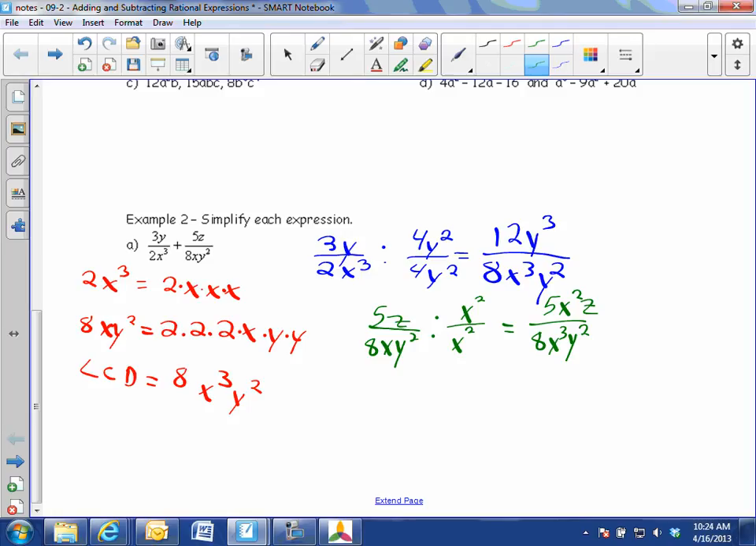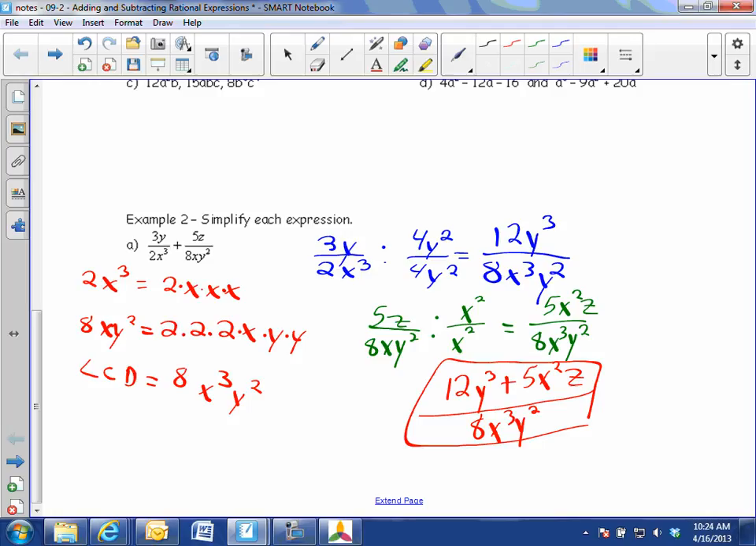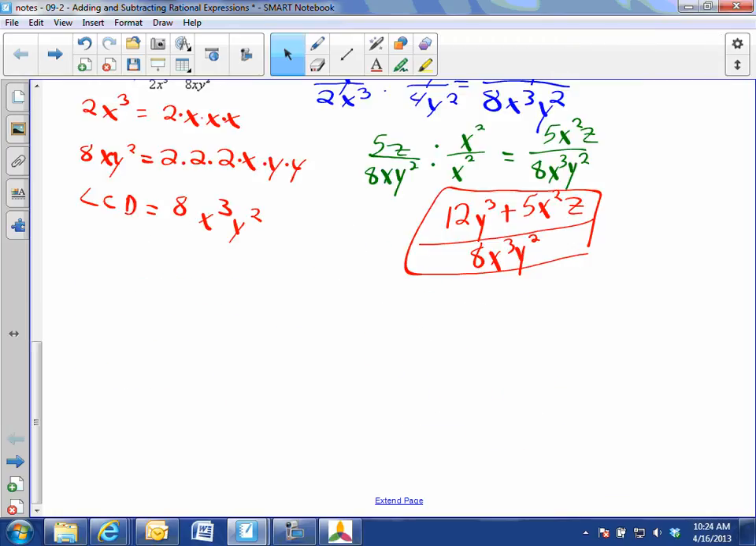Okay, so our denominators are the same. They're both 8x to the third y squared. So all we can do is add the tops, the numerators. They're not like terms, so we can't put them together. So we'll just have 12y to the third plus 5x squared z all over 8x to the third y squared. That's it. That's all we do.